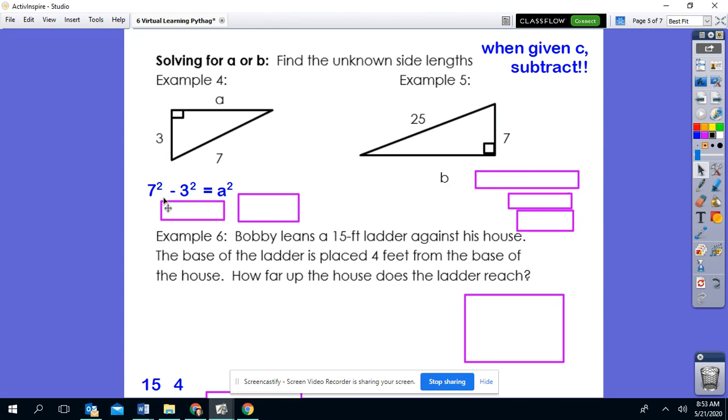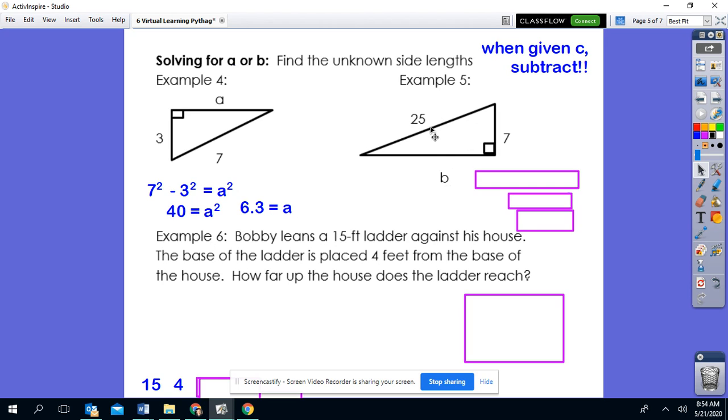I can simplify. I've got 49 minus 9, so that gives me 40, and that's A squared. And the same thing as before, you want to make sure you take your square root. Don't leave it as just 40. That answer will show up on your answer choices a lot, and you'll see 40 and you'll click it and you think you got it right. Don't forget, take the square root. So in this case, it's not a perfect square number, so we're going to round it to approximately 6.3.